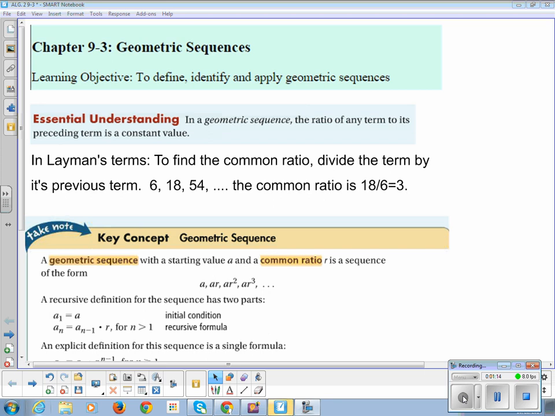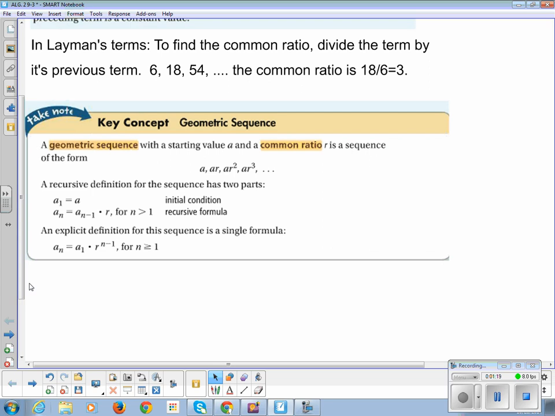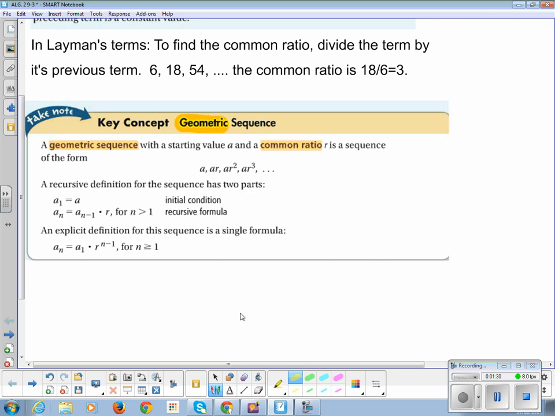So logistically, a geometric sequence has a starting value and a common ratio. And each time you multiply by the common ratio.